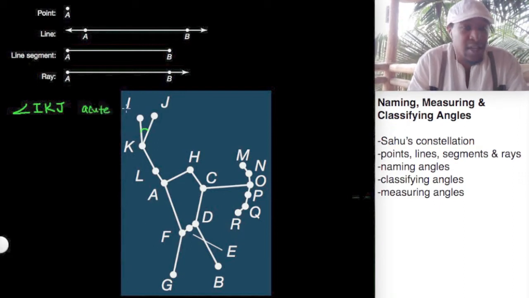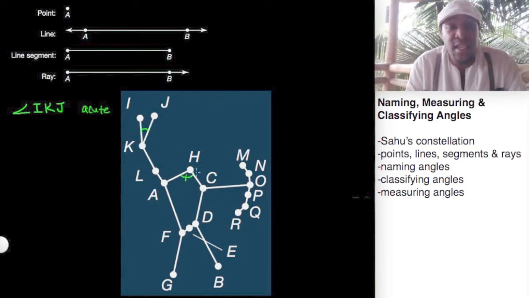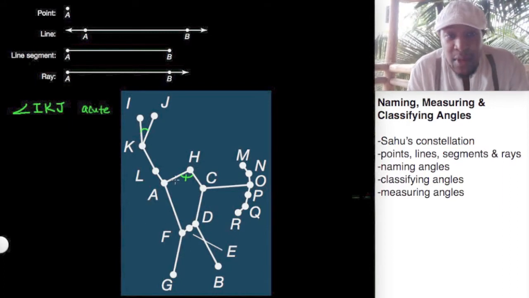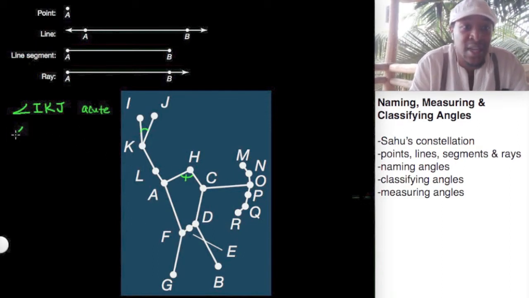Now we can also look at another angle, angle AHC. So that's going to be here. Right? So this is angle AHC, and just by looking at it, we can determine that this is an obtuse angle. All right? It's an obtuse angle because it is greater than 90 degrees, but it is less than 180 degrees. So this is angle AHC, and this is obtuse.